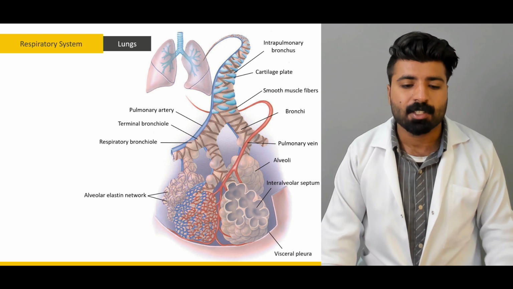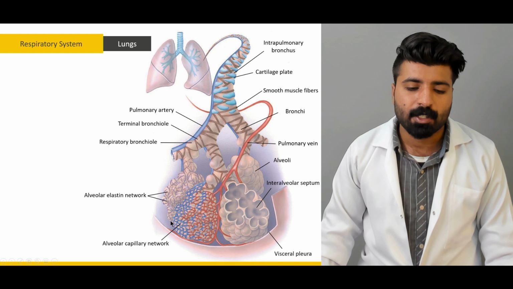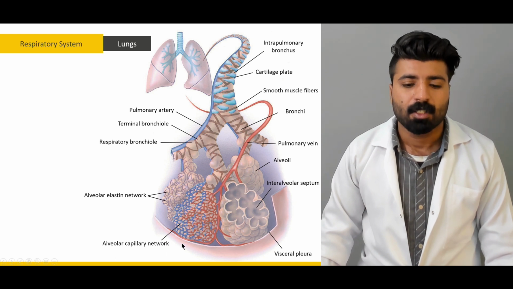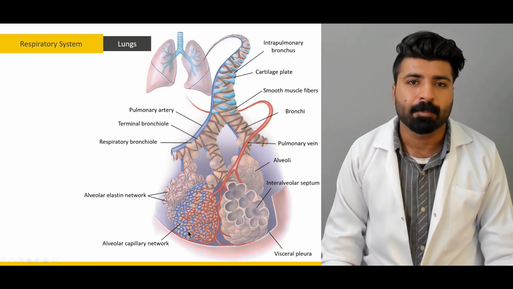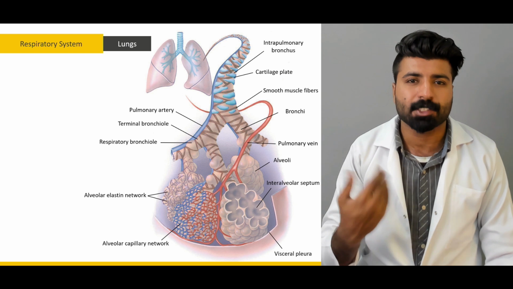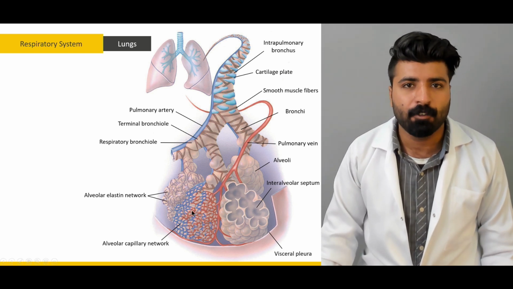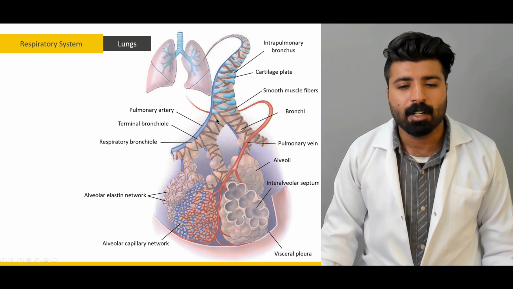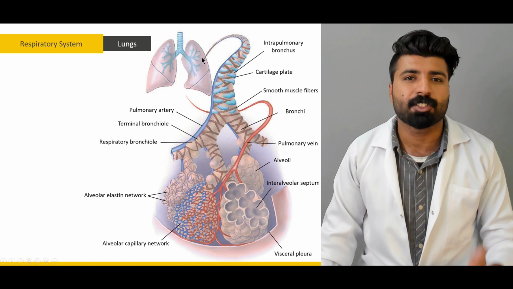Then comes alveolar elastic network, which gives them elasticity. And then comes alveolar capillary network. Whole capillaries surround the alveoli so that gas exchange might occur. In this gas exchange, oxygen is taken up by the blood and carbon dioxide is shunted off the blood. That carbon dioxide goes to the alveoli, then into terminal bronchioles. From there it goes to bronchioles, bronchi, and then to the nose and mouth, and the body gets rid of it.